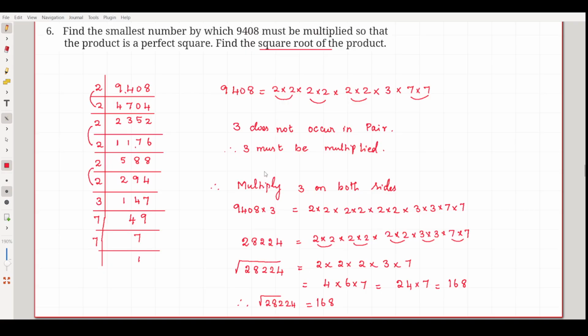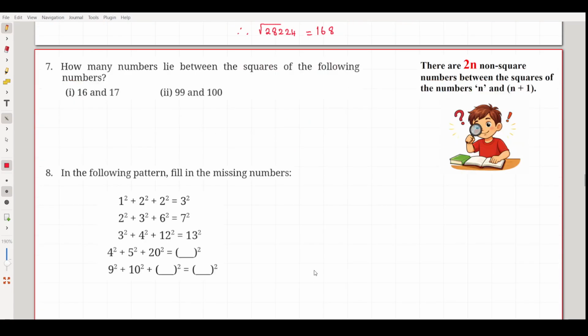Right, so this is how we have to find out the answer. Smallest number. What is the smallest number that should be multiplied? 3 is the smallest number that should be multiplied. If you are multiplying by 3, we are getting 28,224. The square root of 28,224 is 168.